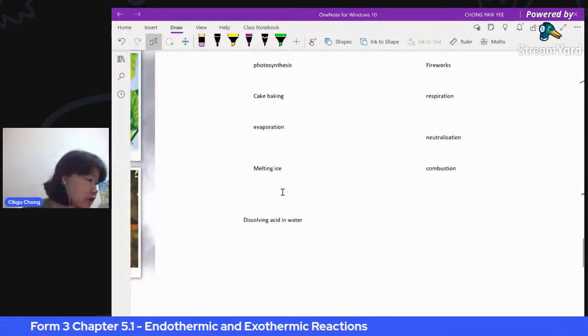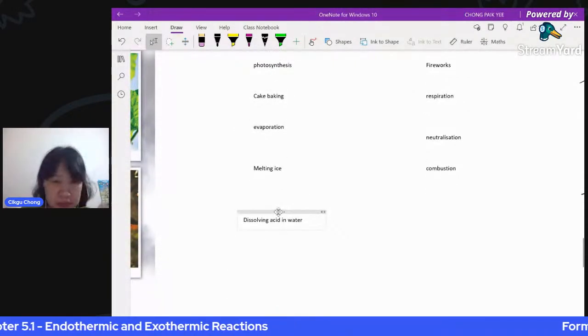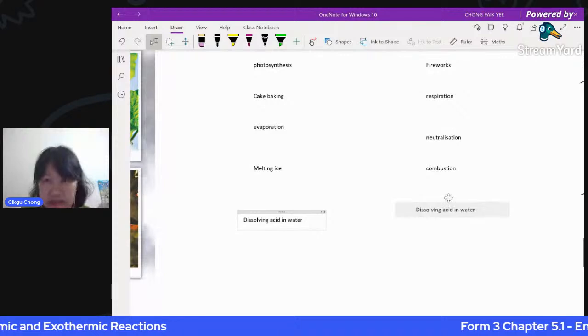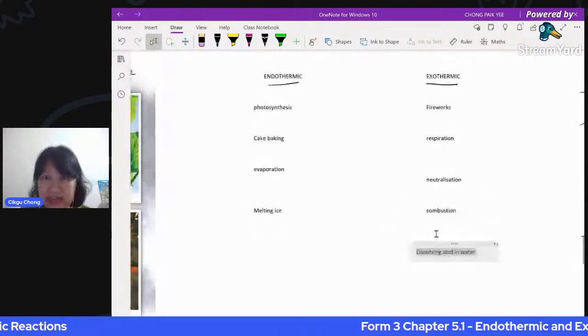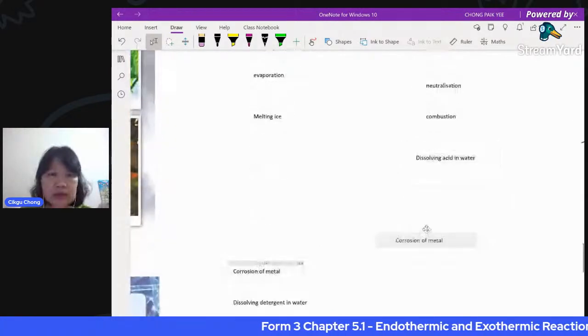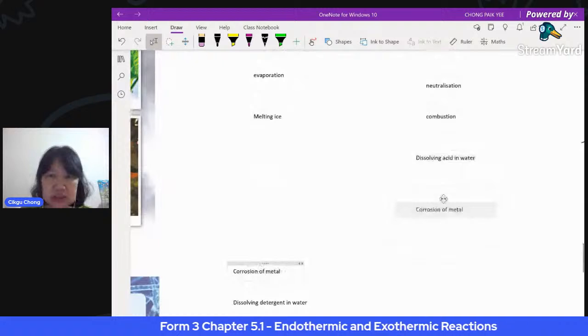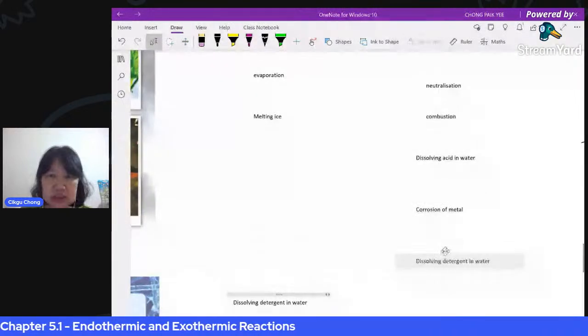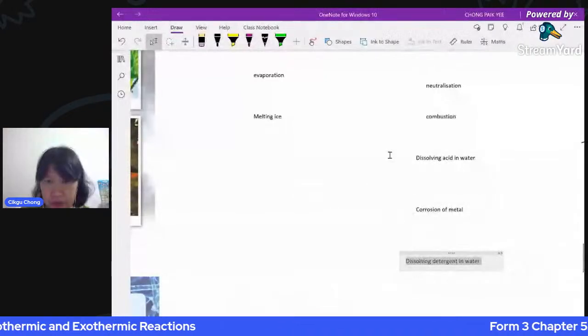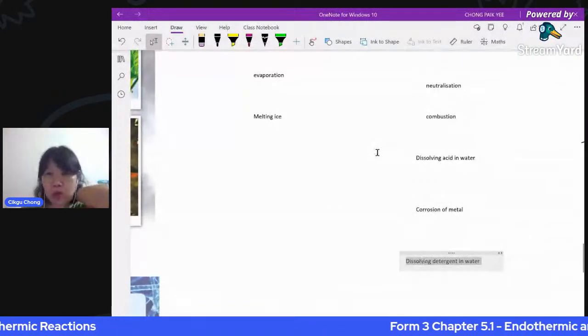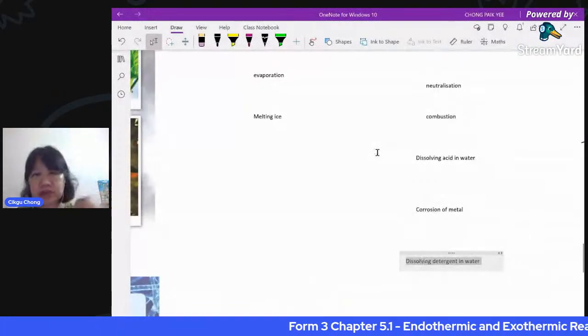Dissolving is exothermic. Sorry, I put it in the wrong place. Dissolving acid in water is exothermic. Corrosion of metal is also exothermic. Dissolving detergent in water is also exothermic. Quite a number of reactions are exothermic. These are the examples that I want to give you.